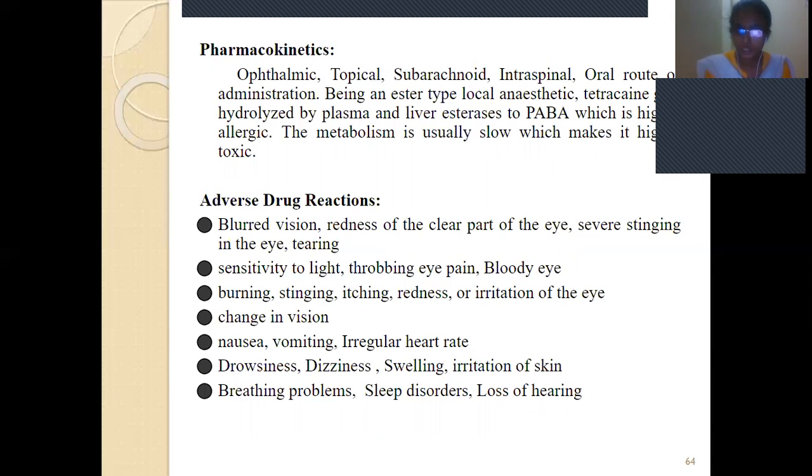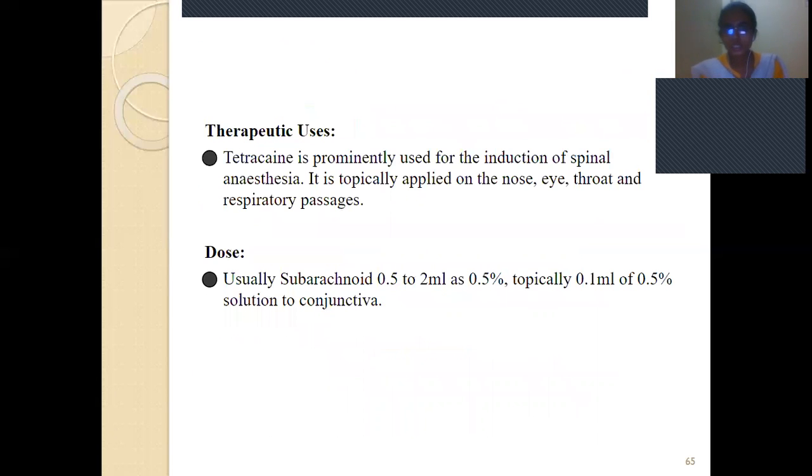Adverse drug reactions are blurred vision, meaning you can't see properly, redness of the clear part of the eye, tearing, sensitivity to light, bloody eye, burning, itching, redness and irritation of the eye, change in vision, nausea, vomiting, irregular heart rate, drowsiness, dizziness, swelling and irritation of the skin, breathing problems, sleep disorders and loss of hearing. Uses: it is used for induction of spinal anesthesia, and it is also topically applied on the nose, eyes, throat and respiratory passages.